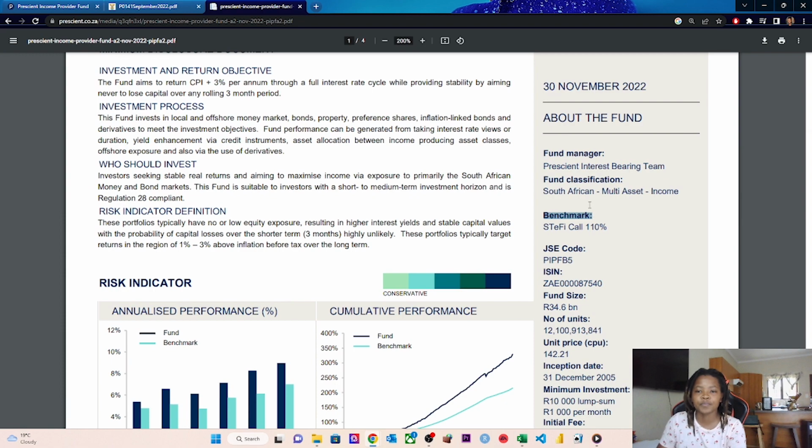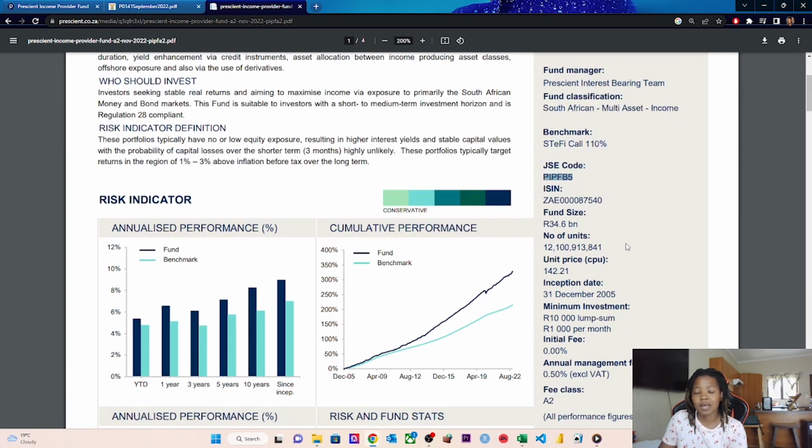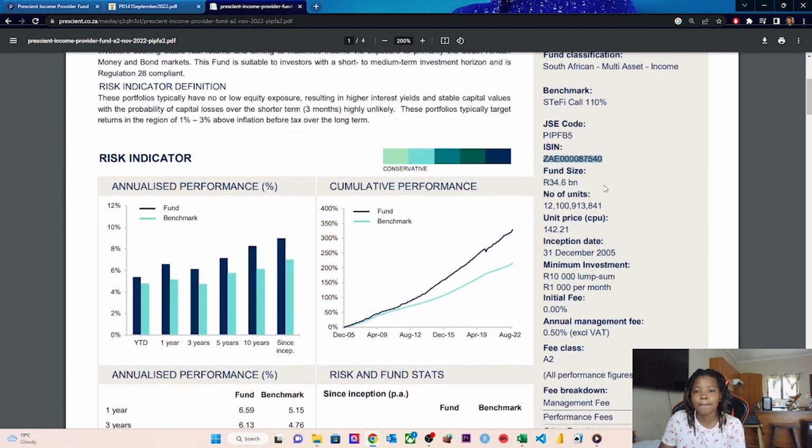asset managers, right? They've got the JSE code. So if you've got access to Bloomberg, this is the code that you would use if you wanted to look at the returns month on month, year on year, and all of that, even the daily, right? The ISIN code for this instrument is also on Bloomberg.